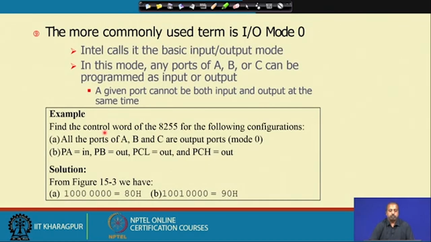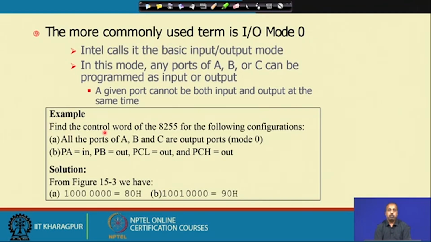for different input output purposes. The most commonly used mode is IO mode, that is IO mode 0. The BSR mode is also not that common. So, for the 8255 applications that we will see, mostly it is using this IO mode and mode 0. That is why Intel calls it the basic input output mode. It is so much used that it has got the name basic input output mode.